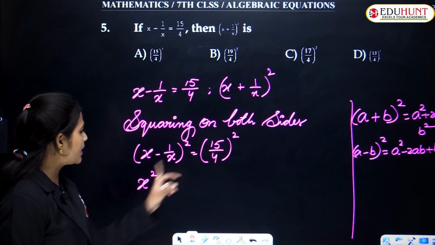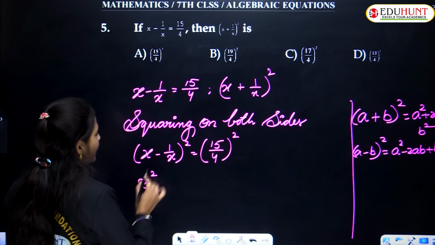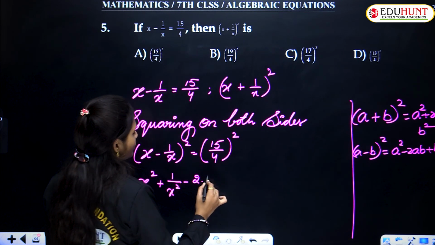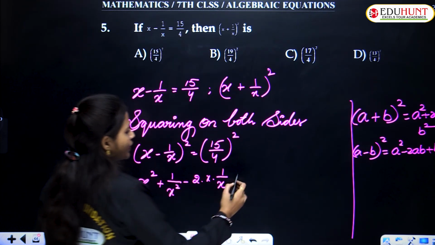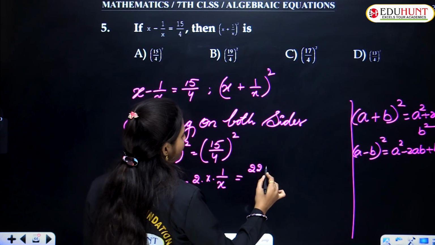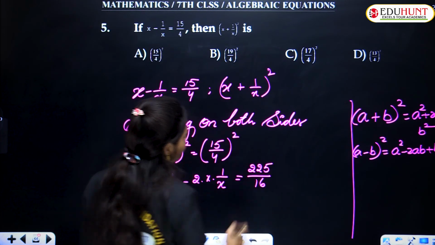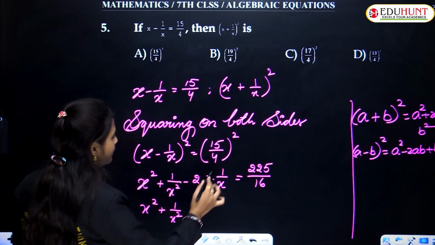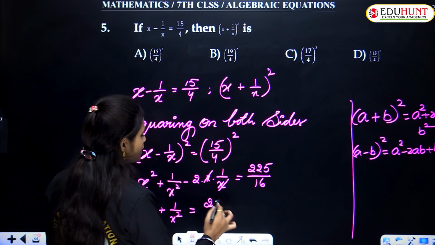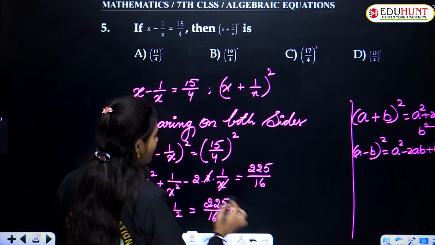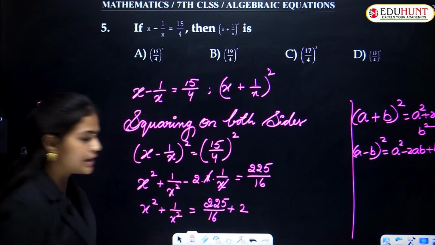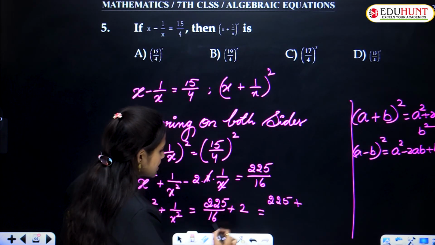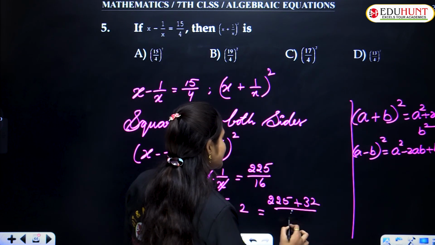So here this is in the form of (a minus b) whole square. So that's why a square plus b square minus 2ab, which is equal to 15 square is 225, 4 square is 16. Clear? So x square plus 1 by x square, x and x get cancelled, which is equal to 225 by 16. Minus 2 becomes plus 2. Clear?